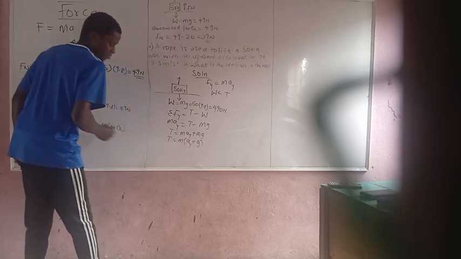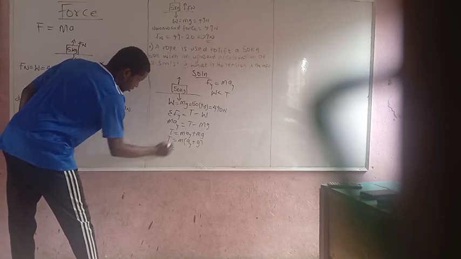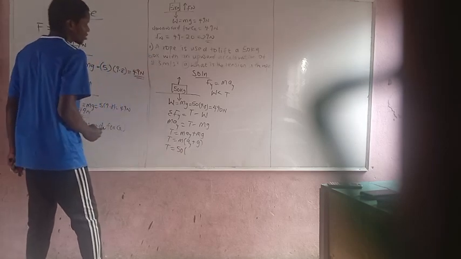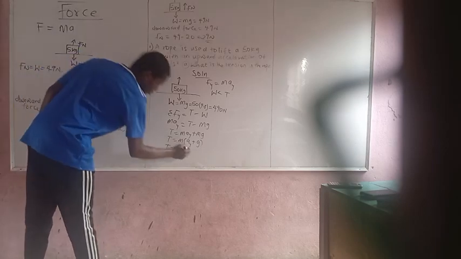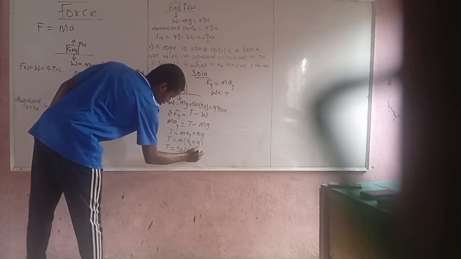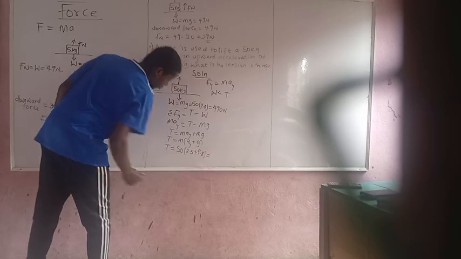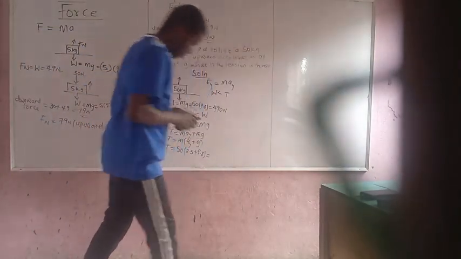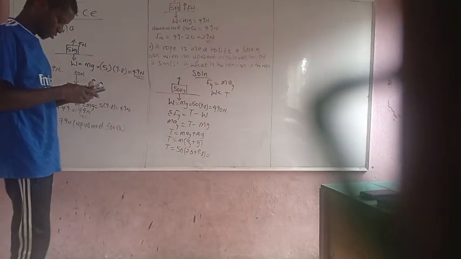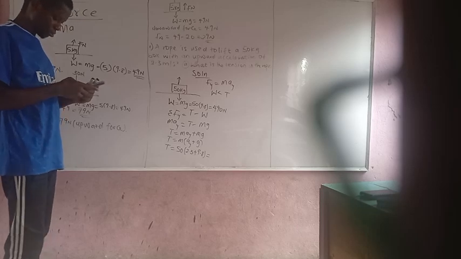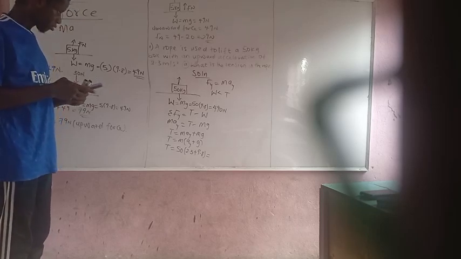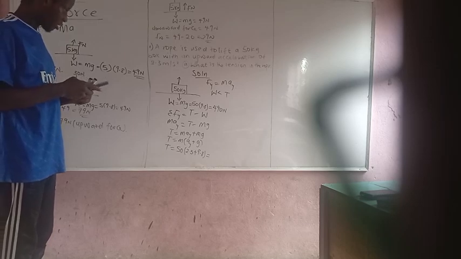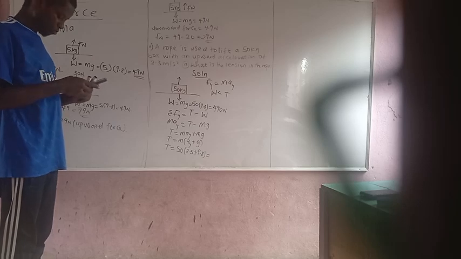Tension will be equal to m, the mass of the body, which is 50, times the acceleration in the upward direction, 2.3, plus 9.8. So we have 2.3 plus 9.8, that's 12.1, times 50.